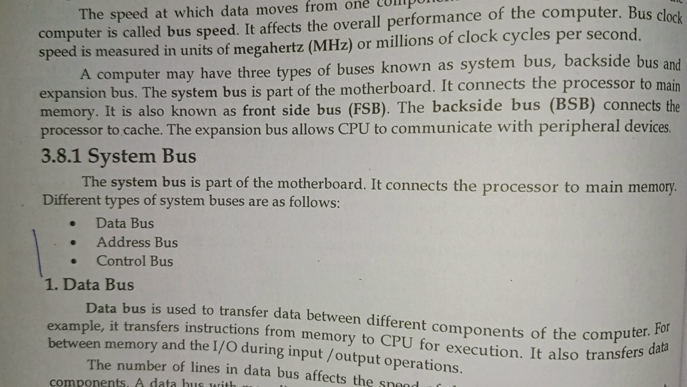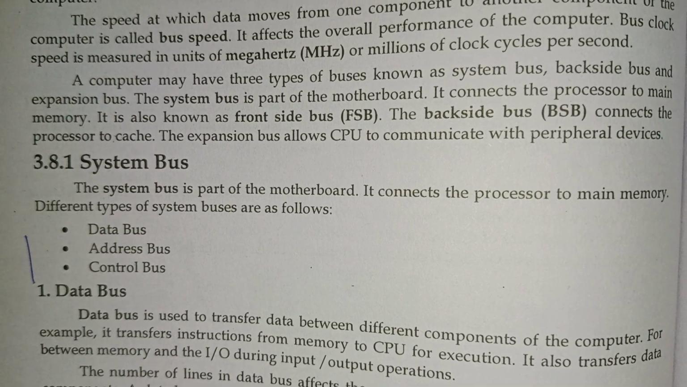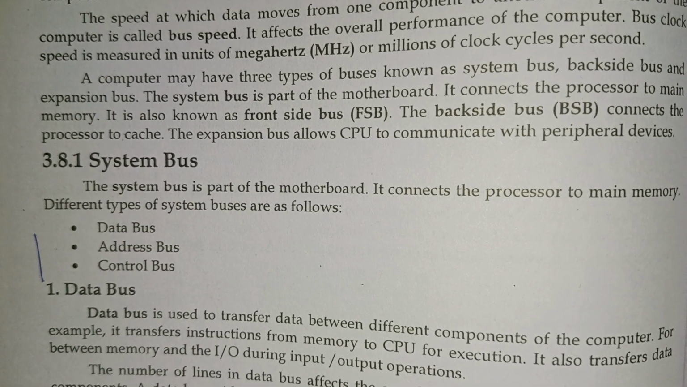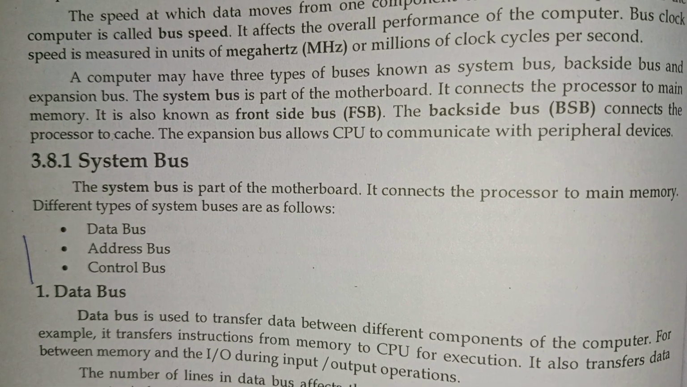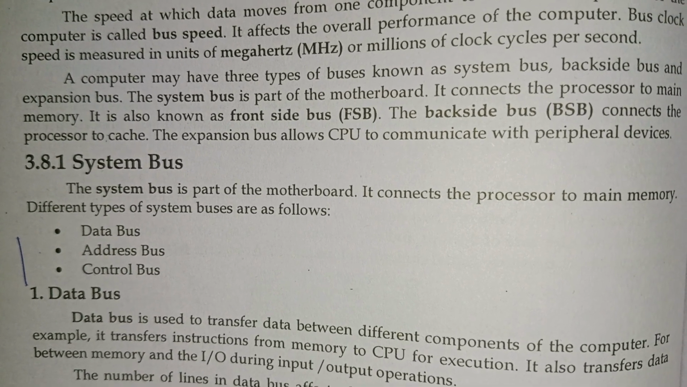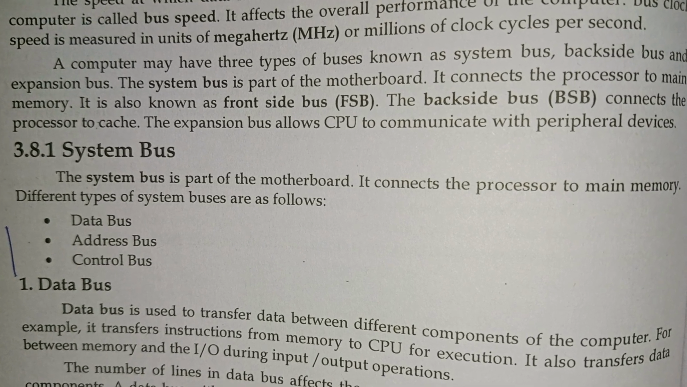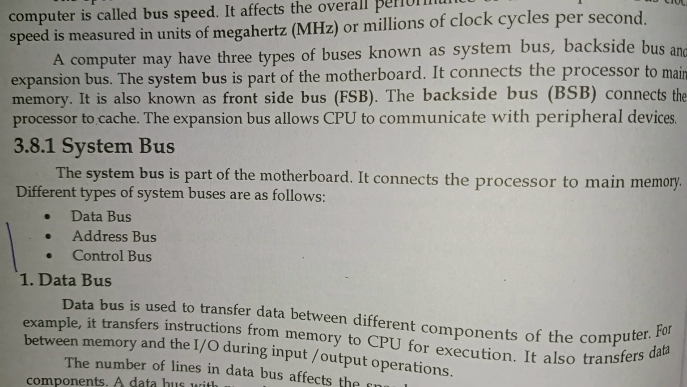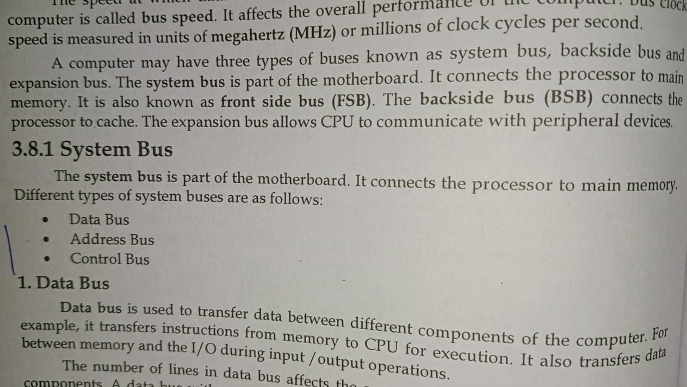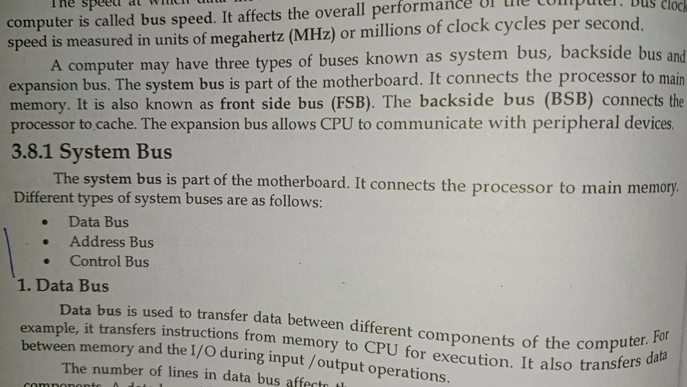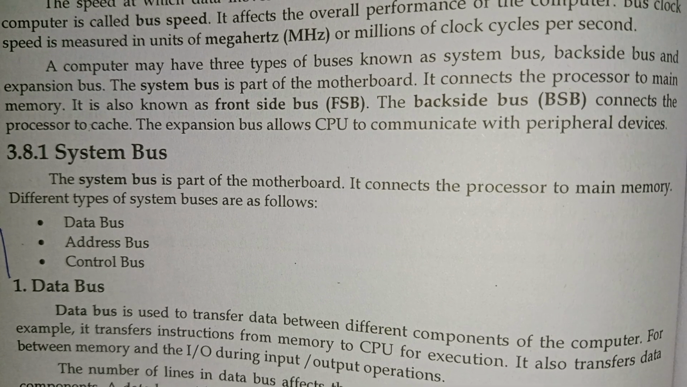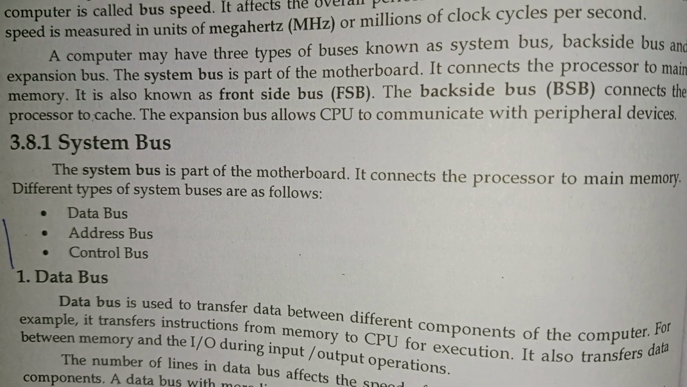A computer may have three types of buses known as system bus, backside bus, and expansion bus. The system bus is part of the motherboard. It connects the processor to main memory. It is also known as front side bus. The backside bus connects the processor to cache. The expansion bus allows the CPU to communicate with parallel devices.